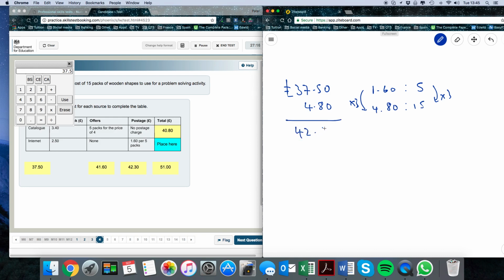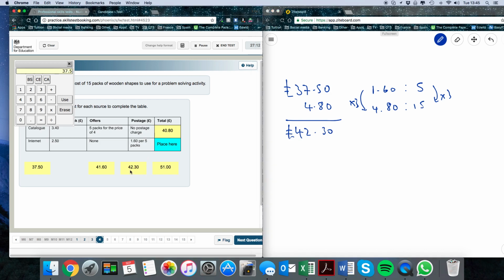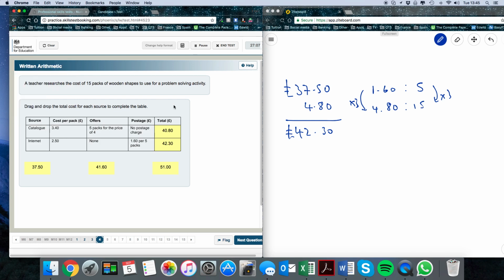Again, do that on your calculator. Okay, look, I'm pretty comfortable with this kind of stuff. I can add this together. Okay, just use your calculator as much as you need to. Okay, so there you go, £42.30.